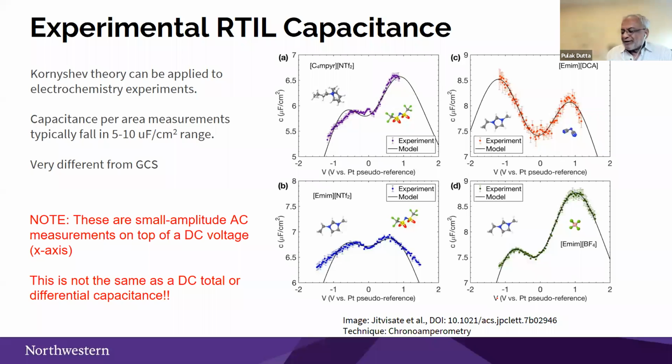What is capacitance? That seems obvious, but it's not at all clear. Different people mean different things by capacitance. The typical experiment is an AC experiment with a DC voltage offset. So if you have a capacitor where charge versus voltage goes something like that, then if you have some voltage offset and you're measuring a small AC capacitance over here, you're measuring dQ/dV, the slope.